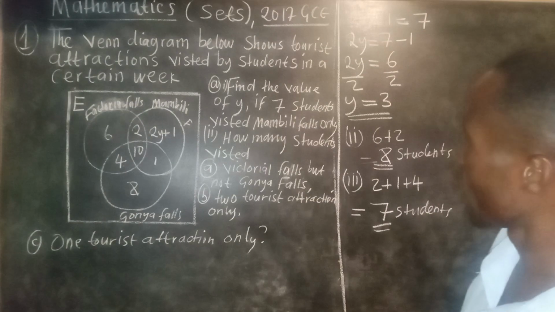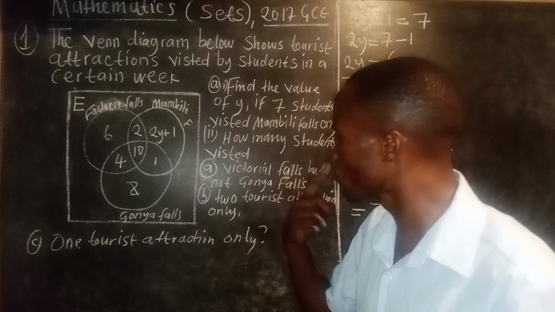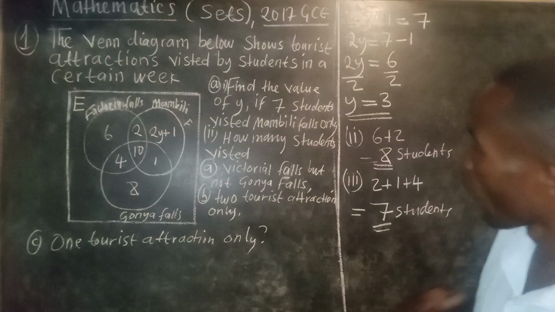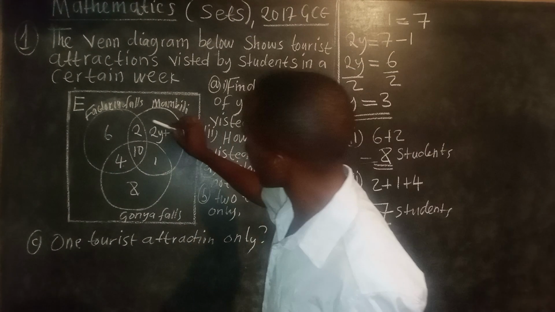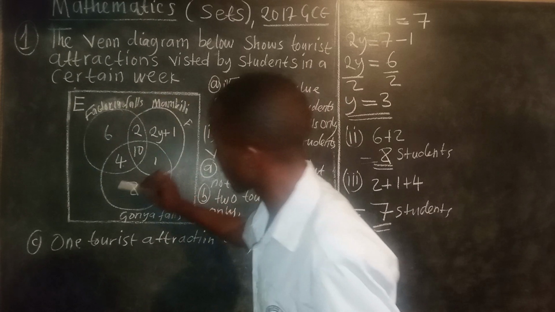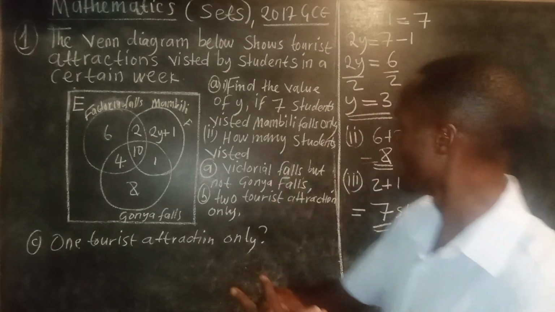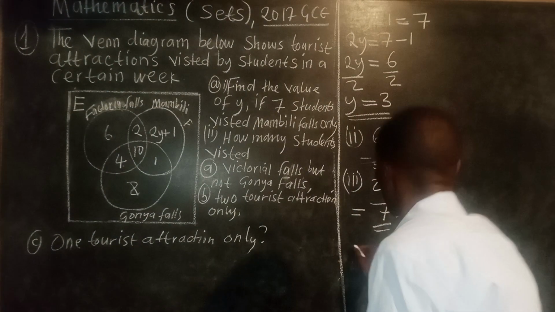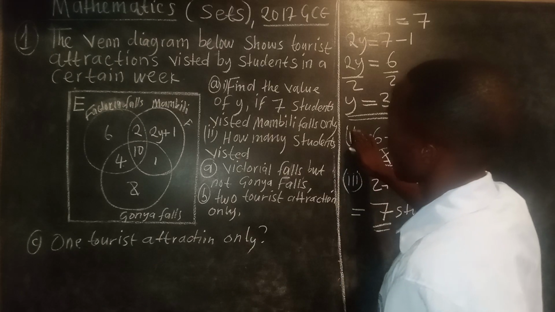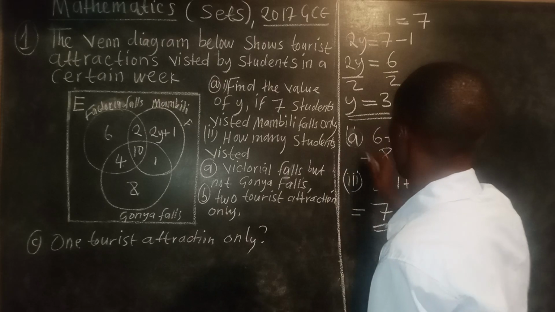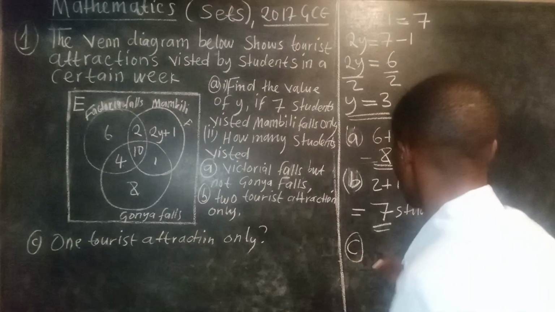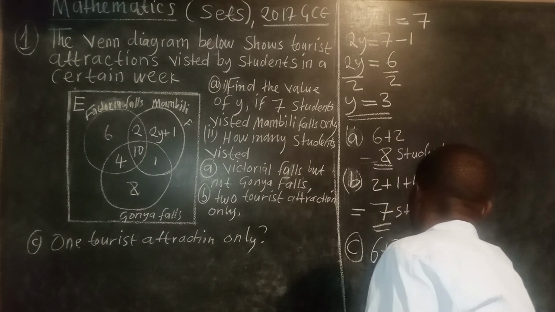The last question is how many students visited 1 tourist attraction only? 1 tourist attraction only. So there is that condition. Only. Meaning we are just going to consider the only one we have, 2y plus 1. Then this side we have 6. This side we have 8. So we have to add all those. Okay. So now how are we going to do that? In fact, this is A, this is B, then the last one is C. So we are going to start, we say 6 plus, we have 8 there, plus.